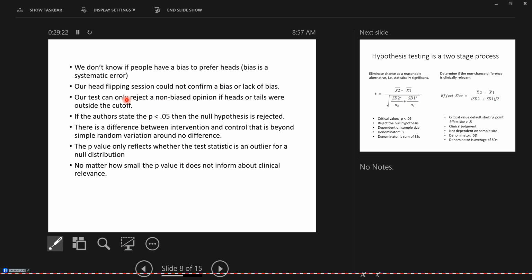If it was 50% and you said heads 80% of the time, we would say you're likely biased in calling heads as opposed to tails. But we don't really know where your bias is. We just can reject that it's not no bias. I don't know if that was helpful or not, but the p-value only reflects whether the test statistic is an outlier for the null distribution.